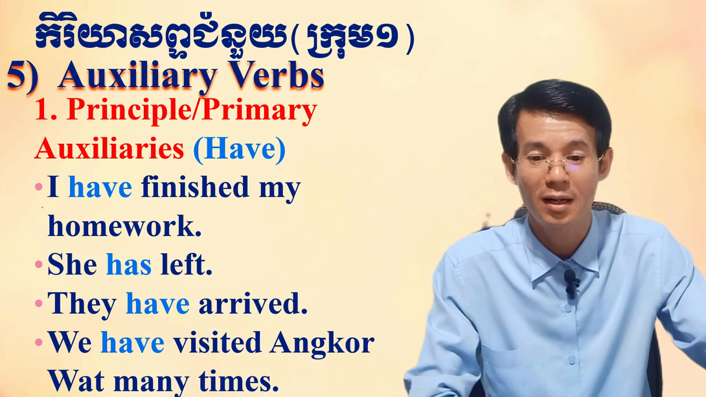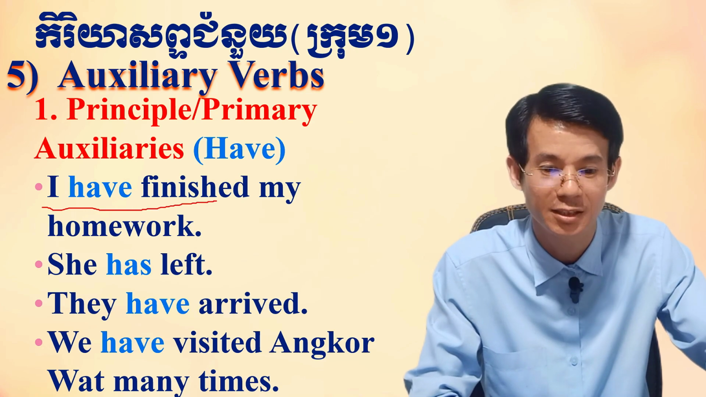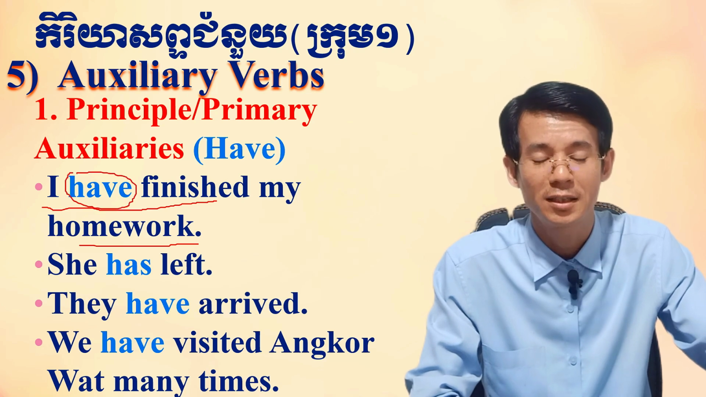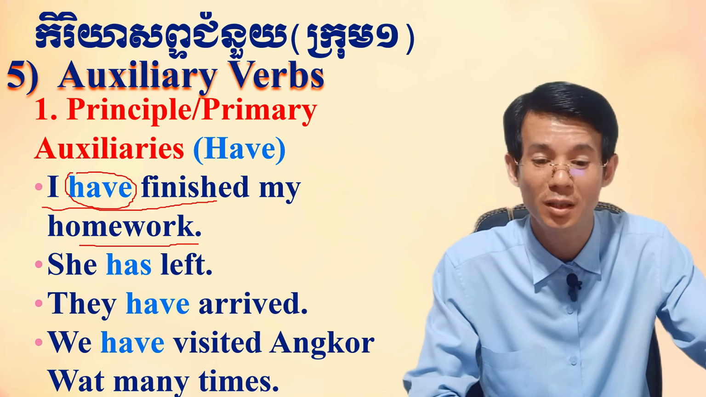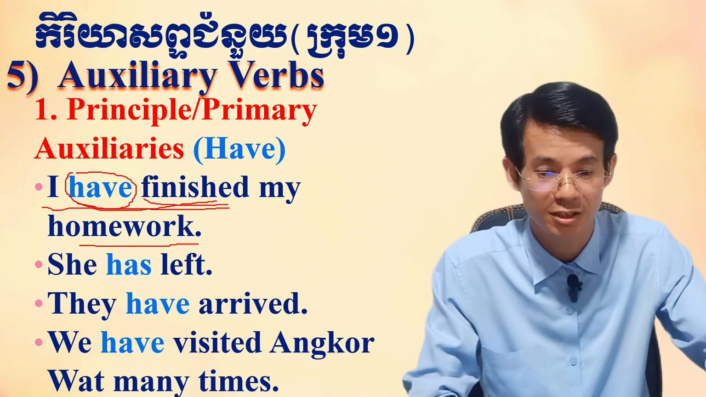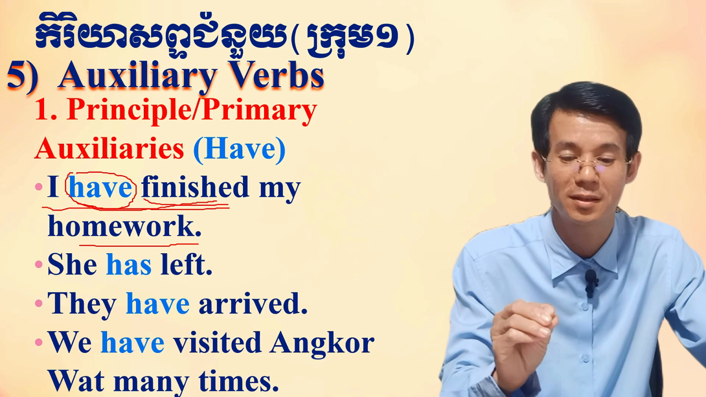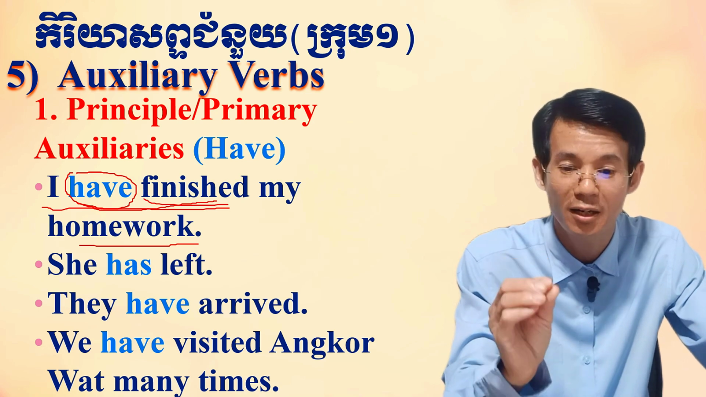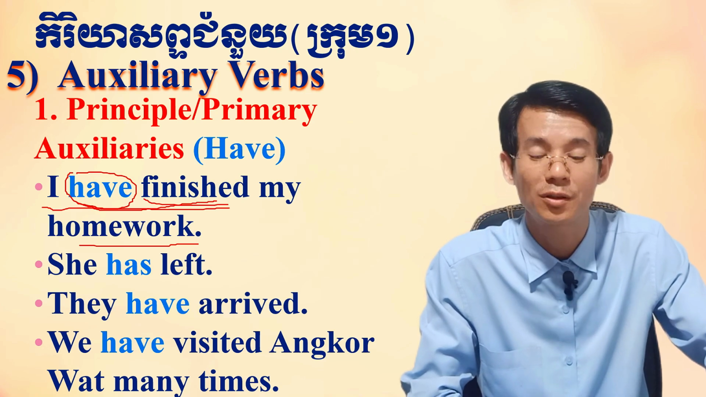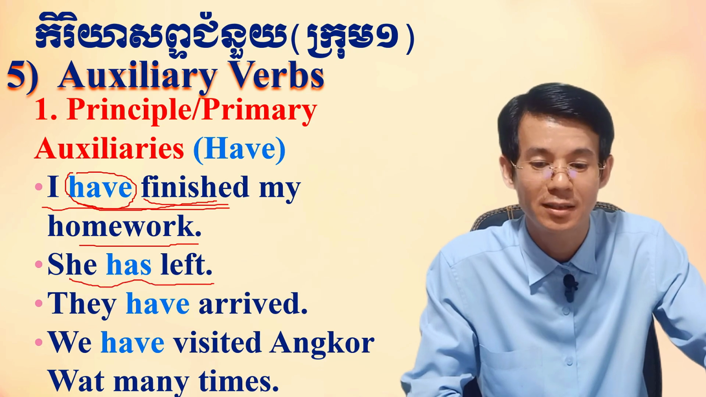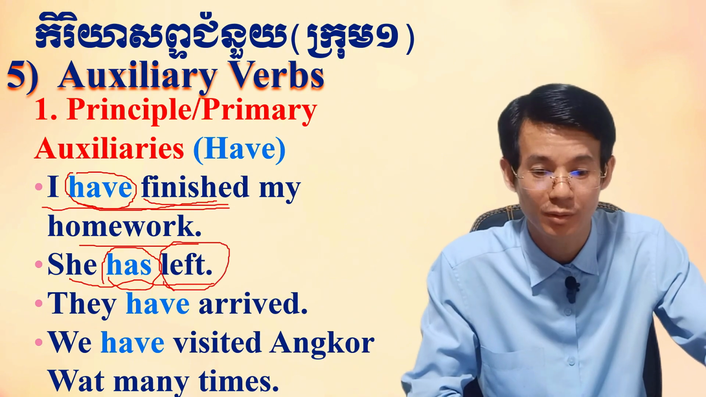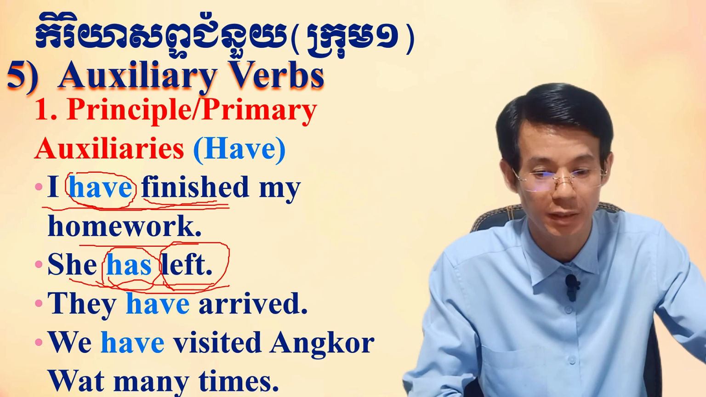These are the examples. I have finished my homework. So have is a principal auxiliary verb, and finished is verb 3, the past participle. Have finished. This is present perfect. So you can see how the verb have forms the tense. She has left. Has is a principal auxiliary verb. Left is the past participle. It is present perfect.